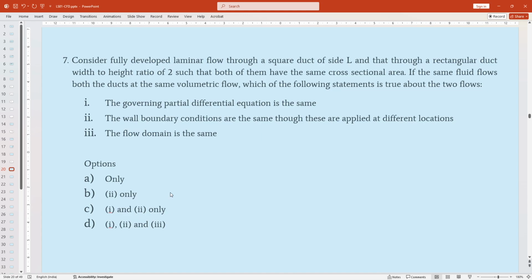through a rectangle duct with width to height ratio of 2 such that both of them have same cross-sectional area. If some fluid flows both the ducts at same volumetric flow, which of the following statement is true about the two flows?